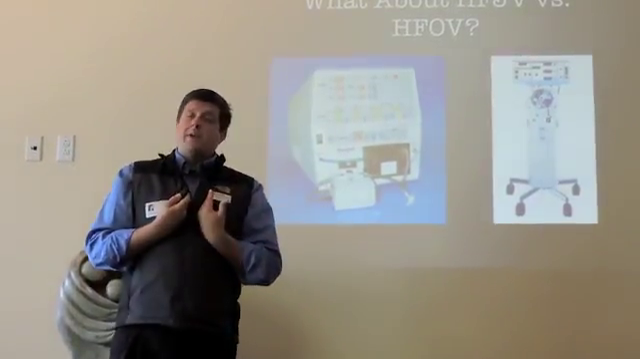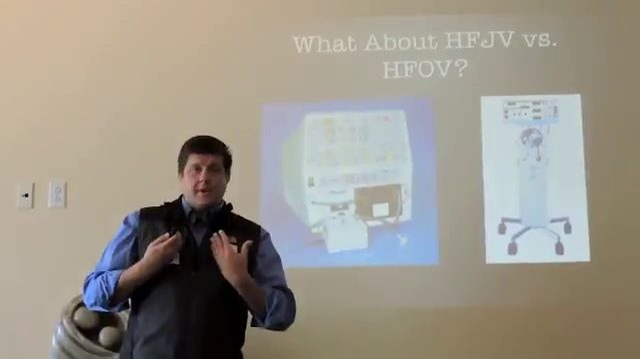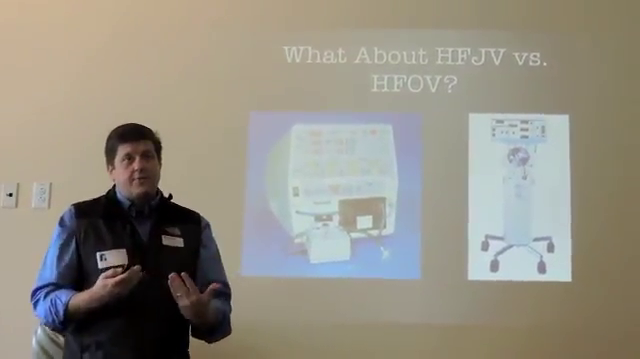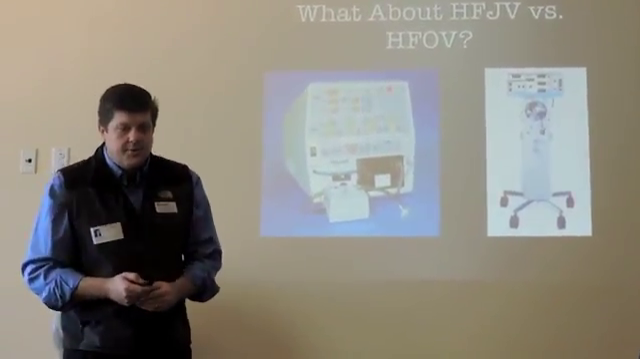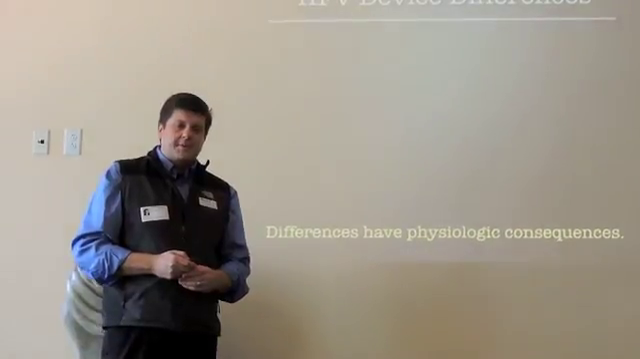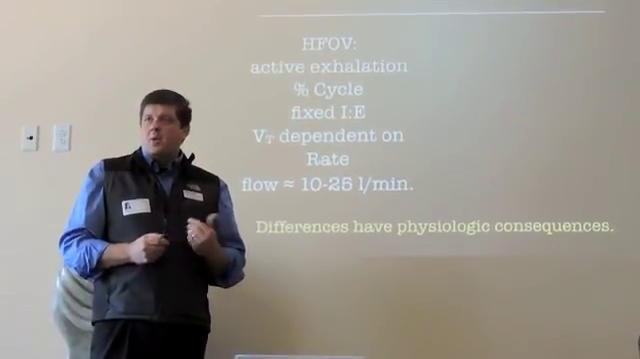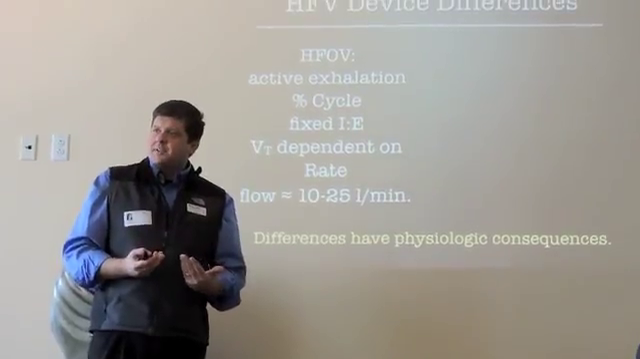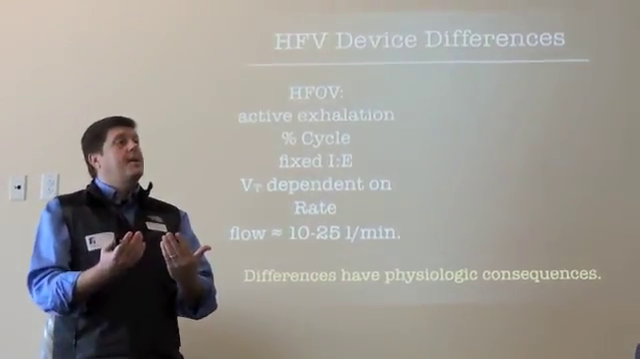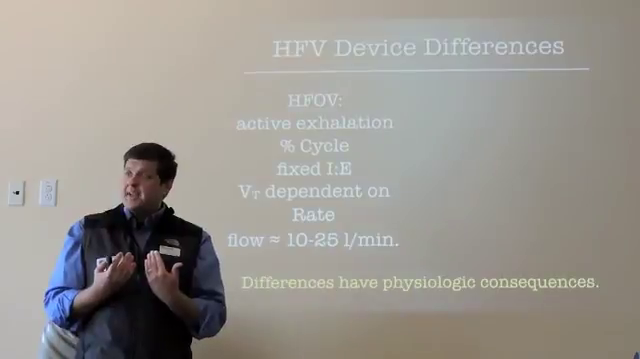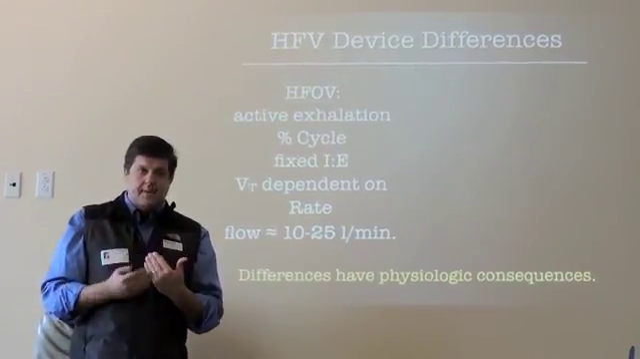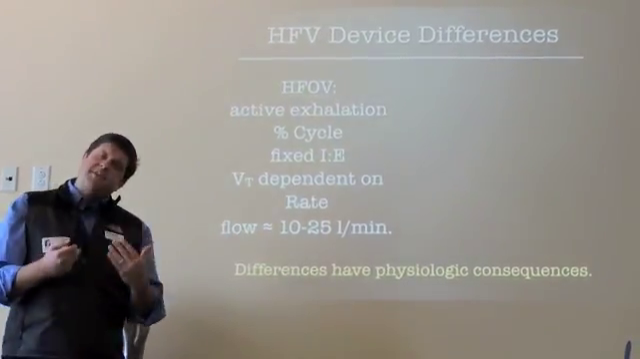You have an attenuation of your delta P, or your amplitude, as it travels down the airway, so it's very, very gentle. So all that stuff is pretty similar there. But there are major differences between the two machines. With an oscillator, it's active exhalation, so the piston pushes the gas in, but it also actively sucks the gas back out.